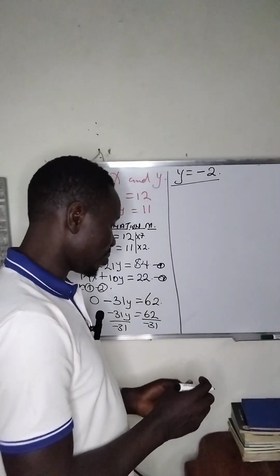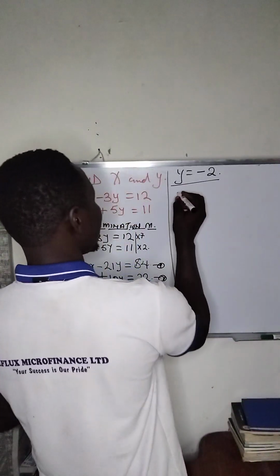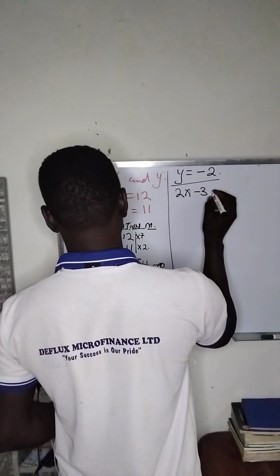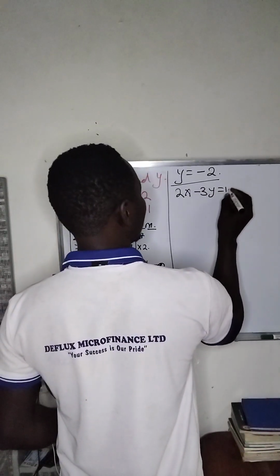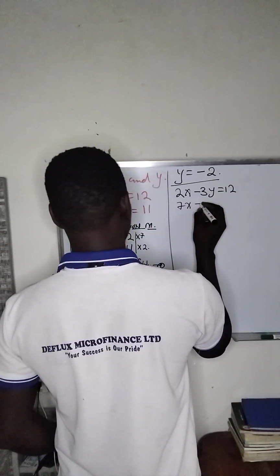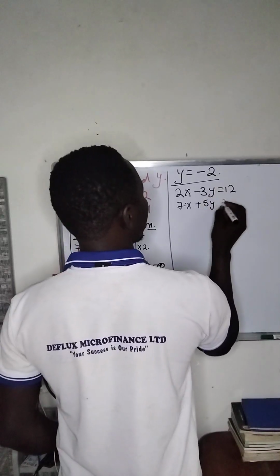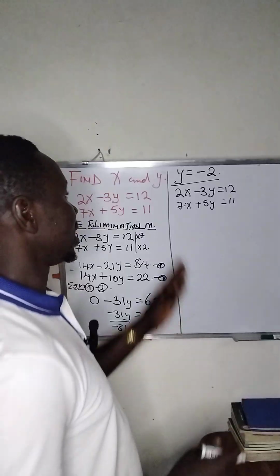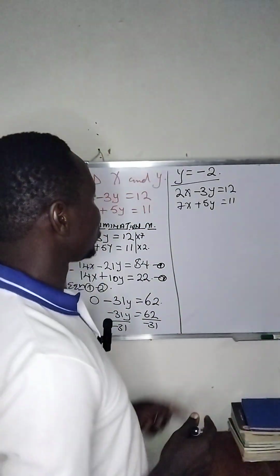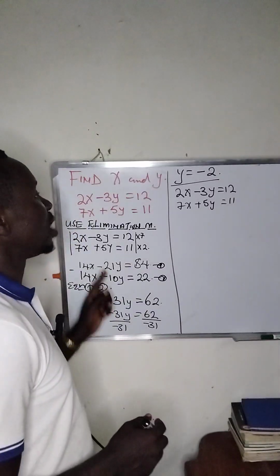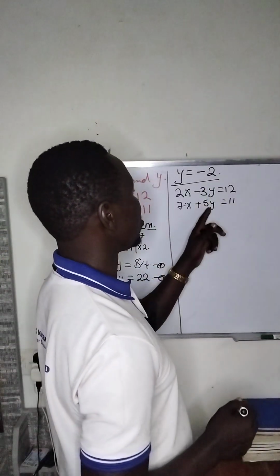Now we repeat the same procedure by saying this is 2x minus 3y is equal to 12, and also 7x plus 5y is equal to 11. Now we repeat the same story. Today we are going to eliminate... remember last time we eliminated x. Now we are eliminating the value of y.